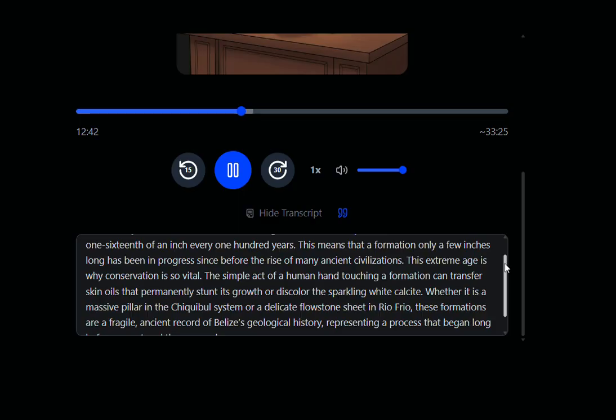The simple act of a human hand touching a formation can transfer skin oils that permanently stunt its growth or discolor the sparkling white calcite. Whether it is a massive pillar in the Chickabule system or a delicate flowstone sheet in Rio Frio, these formations are a fragile, ancient record of Belize's geological history, representing a process that began long before we entered these sacred spaces.